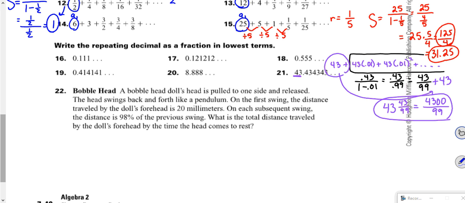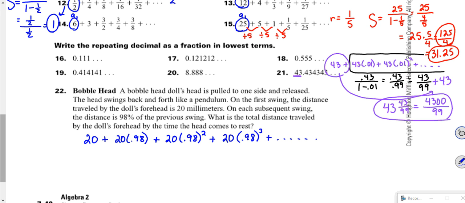So our setup here is 20 plus, since the subsequent swings are going to be 98% of the previous swing, right? So then the next one is going to be 98% of the second one. So that's 0.98 squared. And then the next one's going to be 98% of the previous one. So that's 0.98 cubed, and so on. Now, my ratio here obviously is the 0.98.